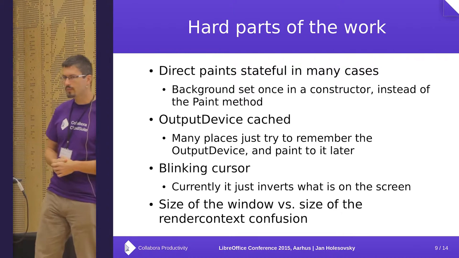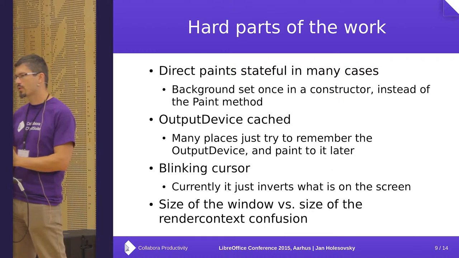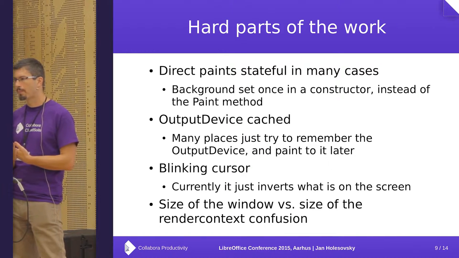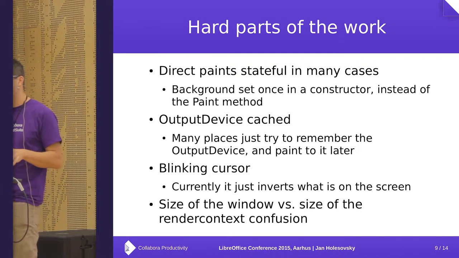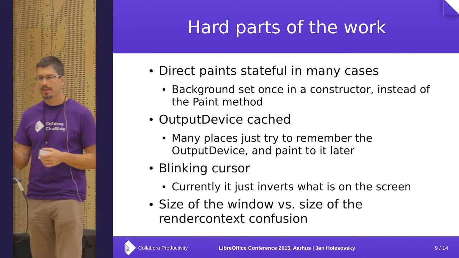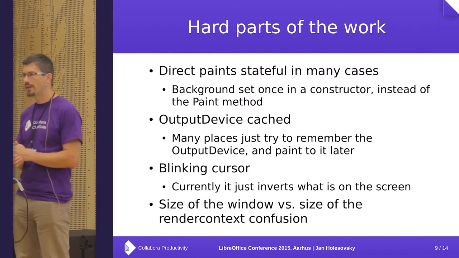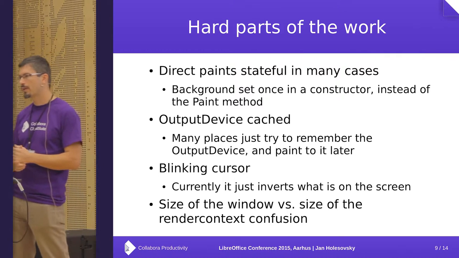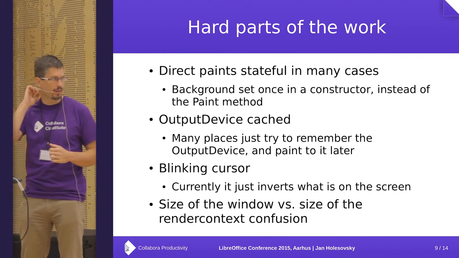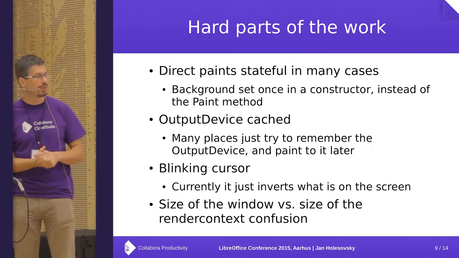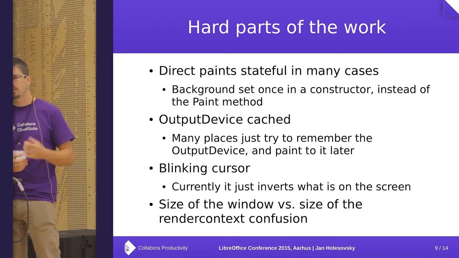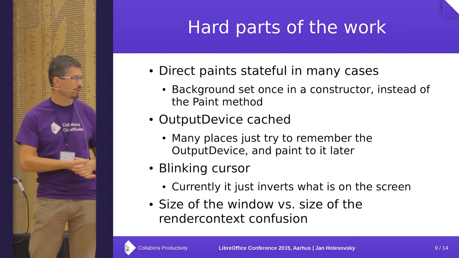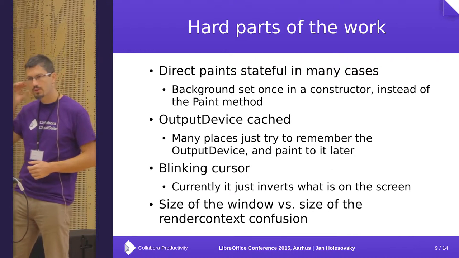Then the blinking cursor is another hard part, because how it is implemented now is that it actually inverts the background, or the picture that you have on the screen. So it just inverts that, and it again doesn't work that well with the render context, that can be like whatever back buffer and that is alive only for the time of the painting. And later when you are making the blink using the direct drawing at some random time, you can fetch the image from the screen actually, but it's fairly slow and something that you do not want to do.